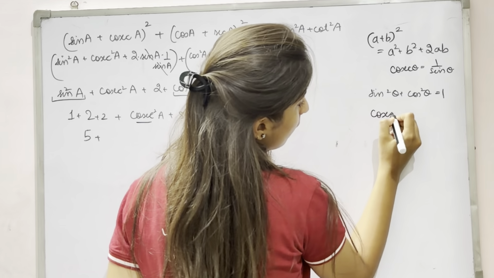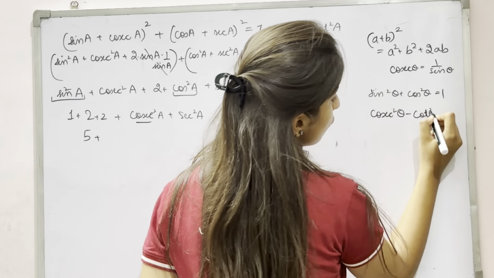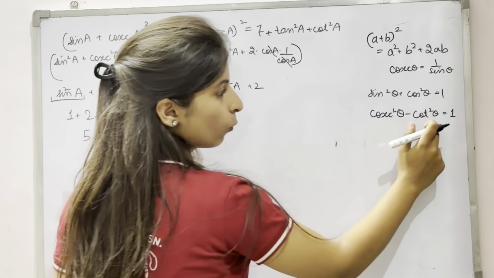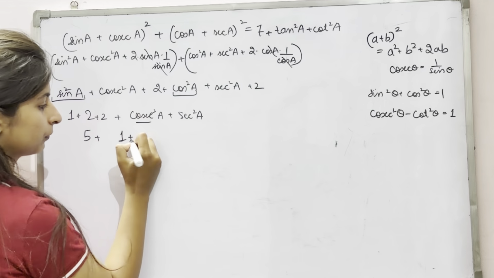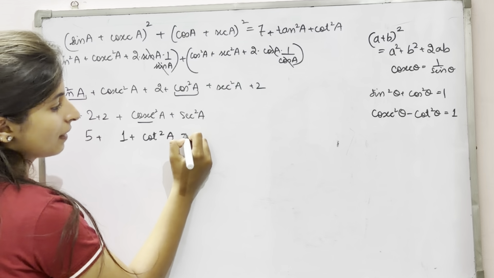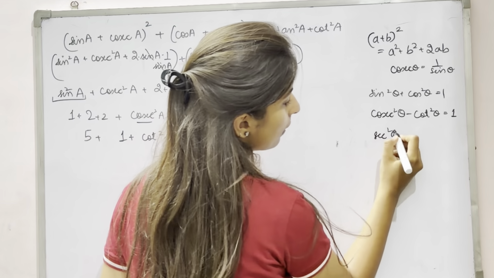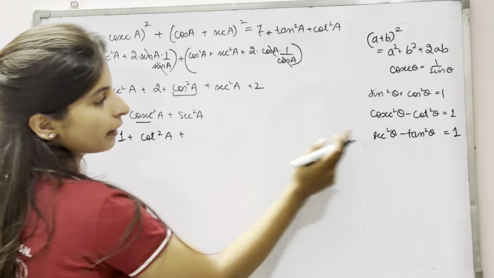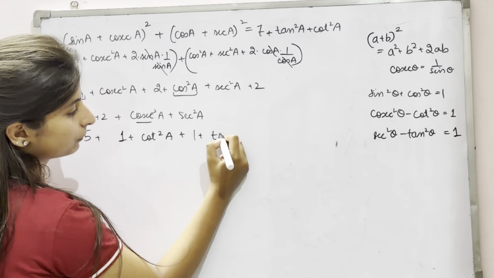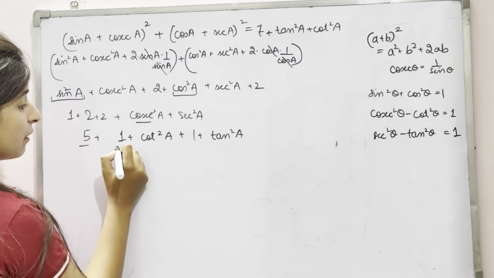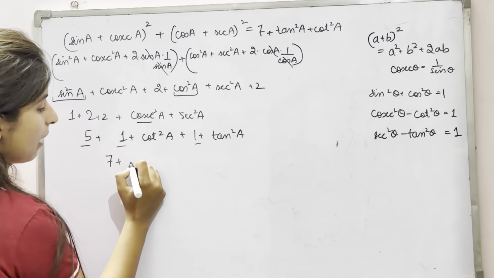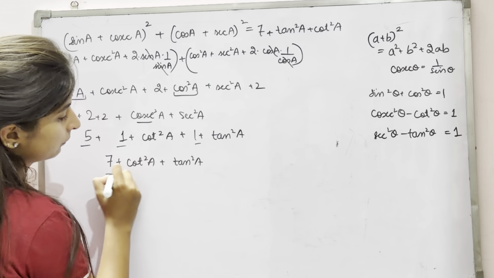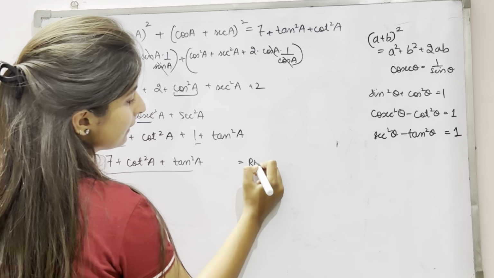Cosecant square theta minus cot square theta equals 1. From this, can I find the value of cosecant square A? 1 plus cot square A. Secant square theta minus tan square theta equals 1, so secant square theta is 1 plus tan square A. Then 5 plus 1 plus 1 is 7, plus cot square A plus tan square A, which is equal to your right hand side.